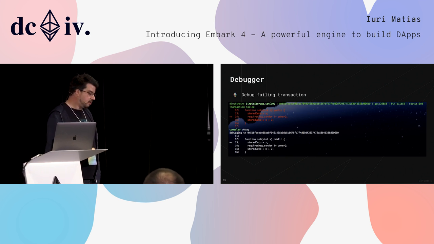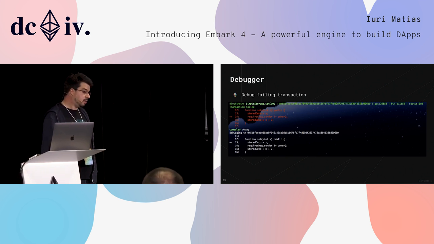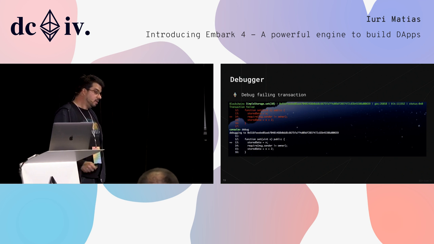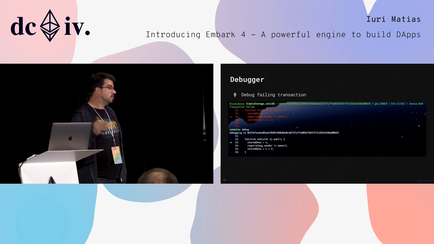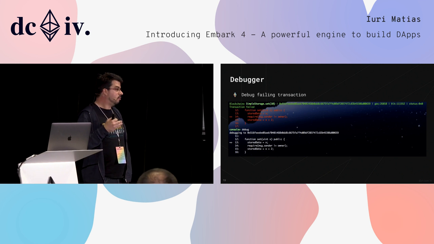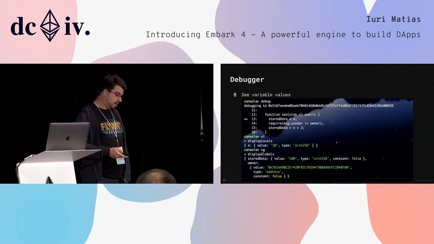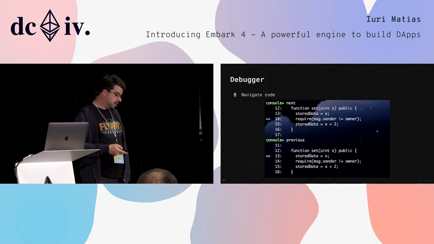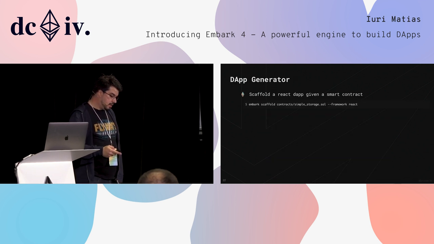We are also including a debugger in Embark 4. You can either type debug with a transaction, or if you just type debug, it will debug the last failing transaction, so you can quickly see what the values of the variables are. You can do next, previous, and other commands.